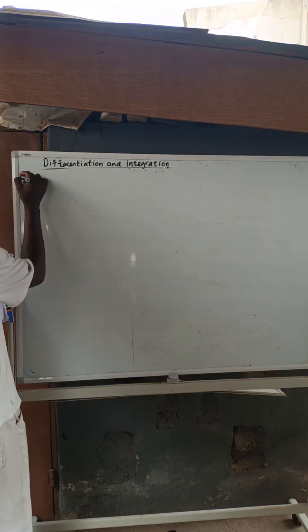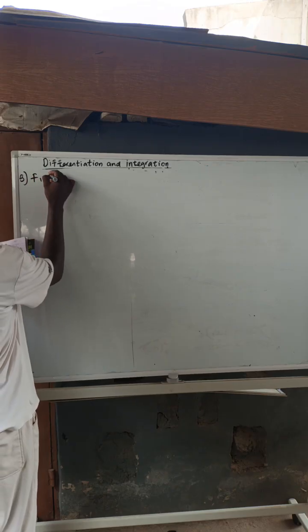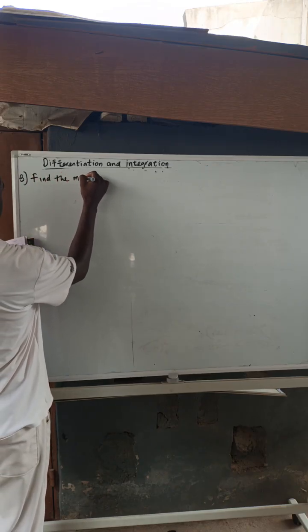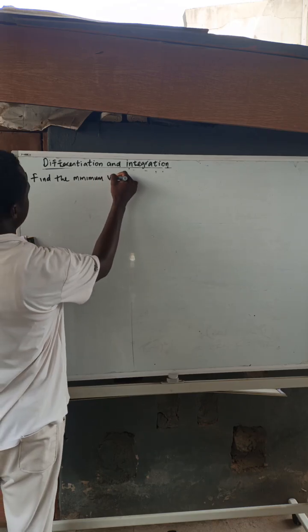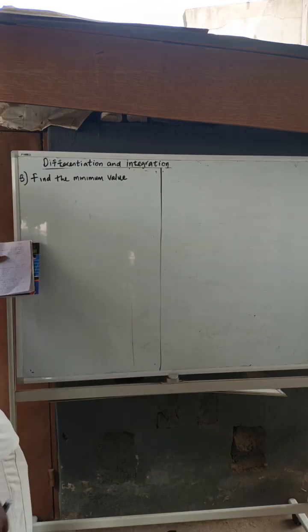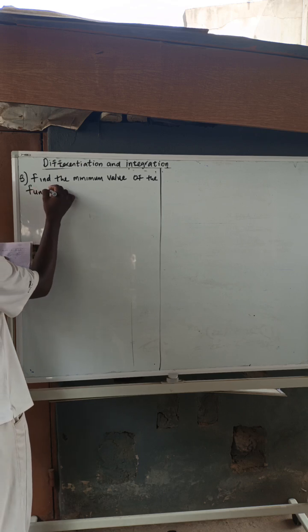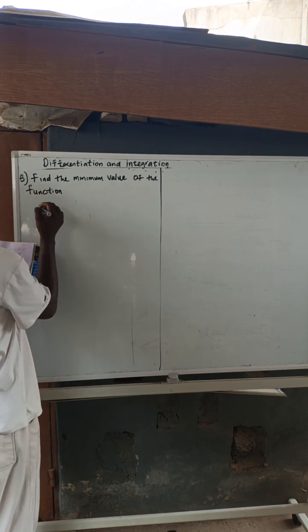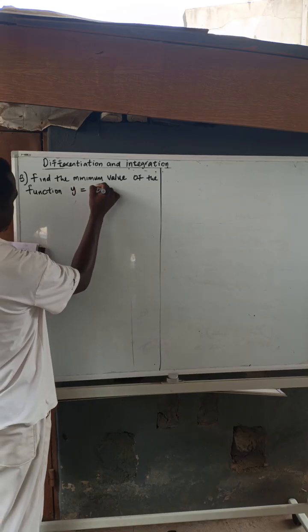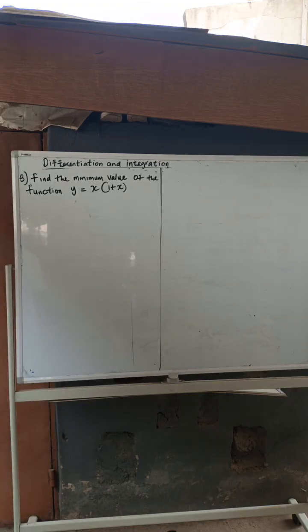This is also a JAMB 2008 question. Find the minimum value of the function y is equals to x, open bracket 1 plus x.